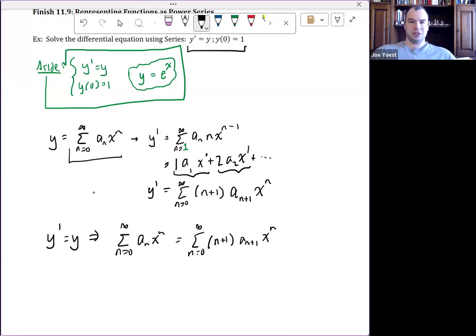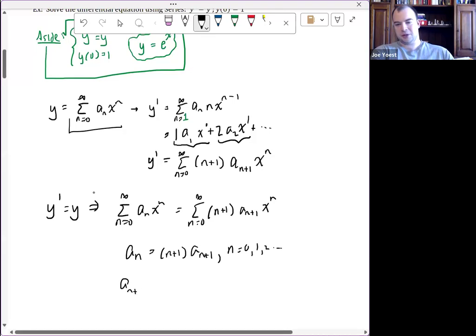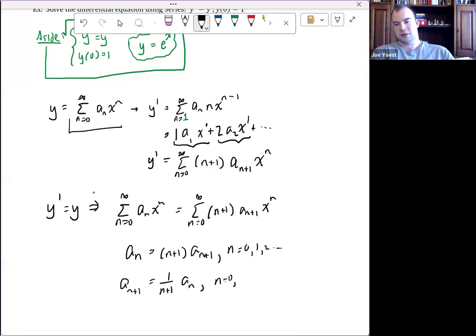And then I could wrap them under the same sum, and I would get a sum of a bunch of stuff equals 0. So that would be the more formal argument, but we see that an equals n plus 1 times an plus 1, and this is for n equals 0, 1, 2, etc. Or I see that an plus 1 equals 1 over n plus 1 times an for n equals 0, 1, 2, etc. So I end up with this thing here.